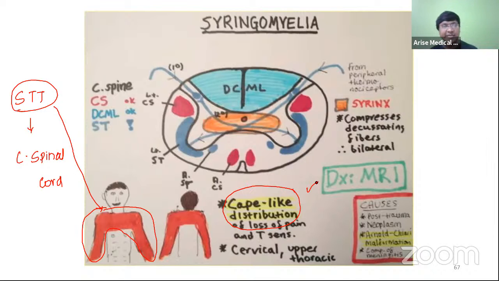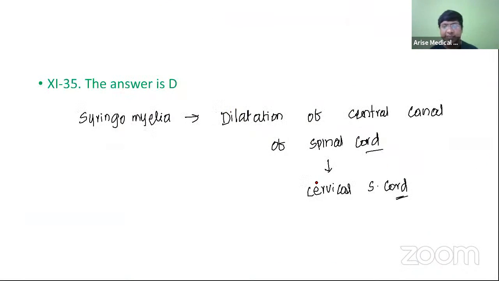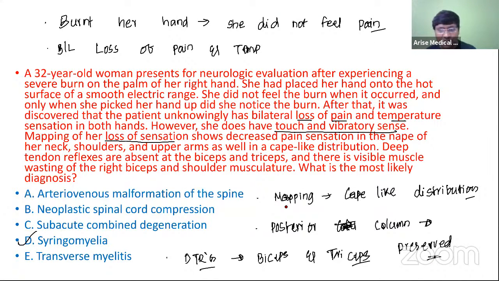That is the clinical scenario which has been given to you. So the sensations are being lost in a cape-like distribution. Which sensations are lost? Pain and temperature sensations are lost. Now the next point is, touch and vibratory sense are preserved.